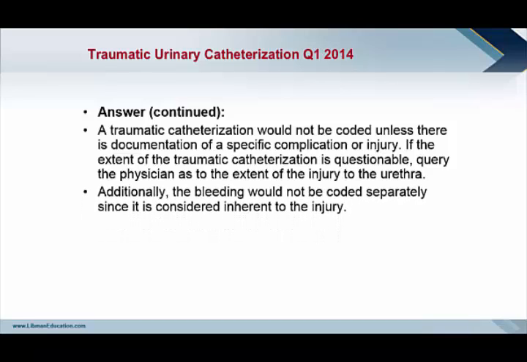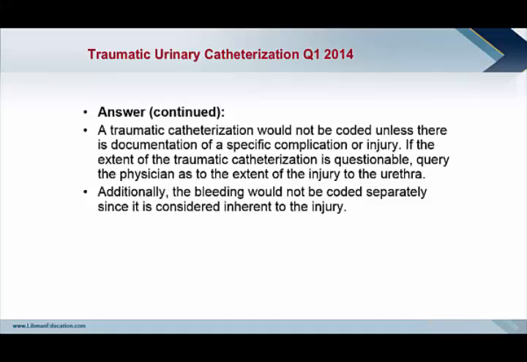Coding clinic goes on to tell us that, additionally, the bleeding would not be coded separately, since it is considered to be inherent in the injury. And whether you like that answer or not, it is what coding clinic says, and I point that out quickly because we've had prolonged debates with people as to whether bleeding is or is not necessarily inherent to a traumatic urethral catheterization. And again, in some respects, it doesn't matter what conclusion we reach. Coding clinic is telling us it is inherent and would therefore not be coded separately.